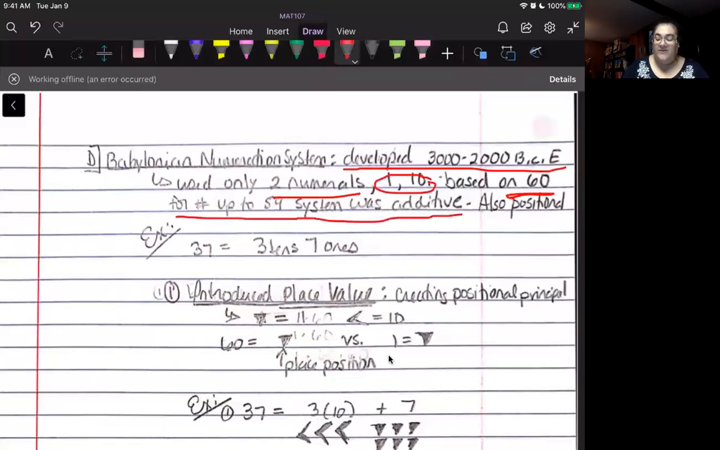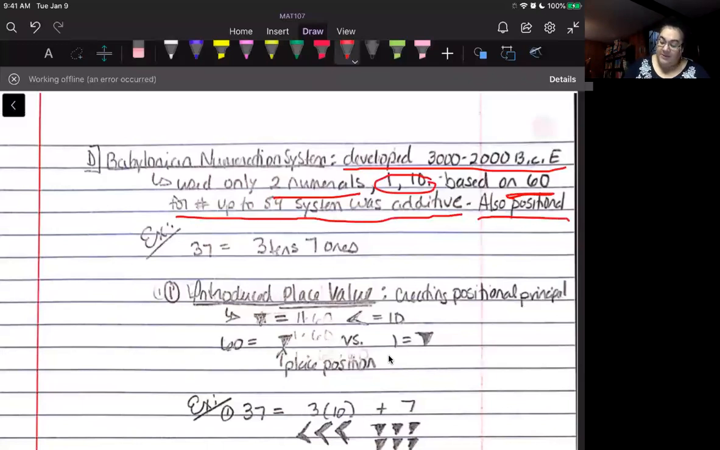Up to the number 54, their system was additive, and they also had positional, meaning that where the number was located did determine its value, okay? So based on the building blocks of place value from the Roman numeral system, which they never really determined that they were having place value, but they did determine that position mattered. Then the Babylonians did have a system that did have place value, and that did matter, okay?